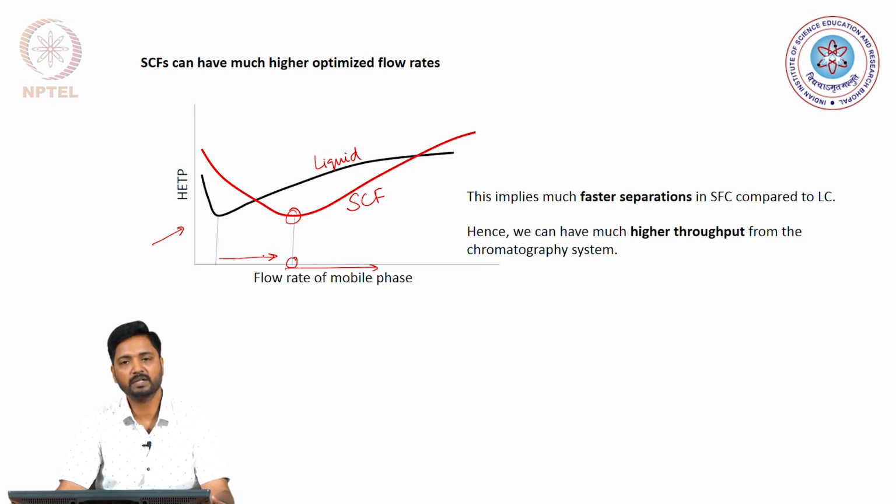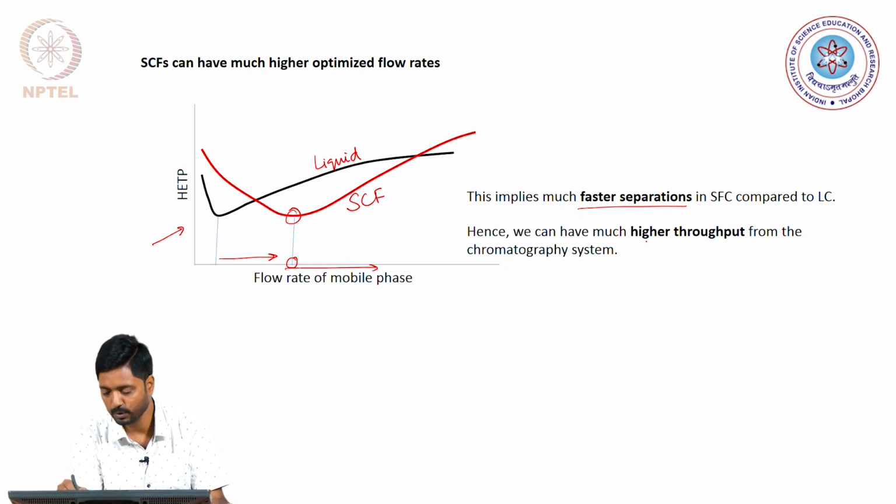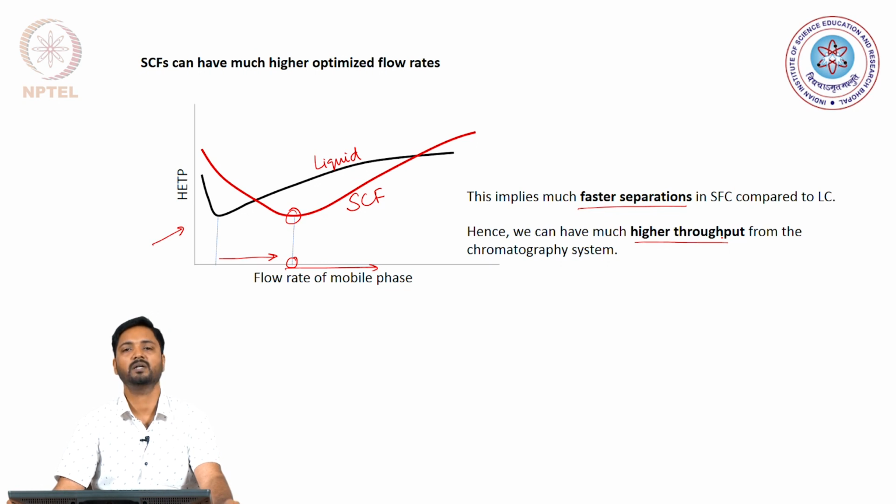So, compared to liquid chromatography, supercritical fluid chromatography can have much higher optimized flow rates, and this implies that the separations that we undertake in supercritical fluid chromatography can be undertaken much faster because of the high flow rates that are resulting in the lowest height equivalent of the theoretical plate values, and that means that the times required for chromatographic separations will be much shorter, and as a result the throughput from our equipment will be much higher, or we will be able to analyze a larger number of samples within a given time of instrument use.